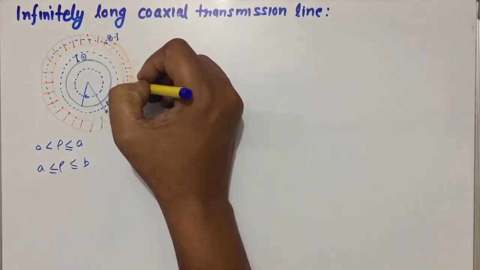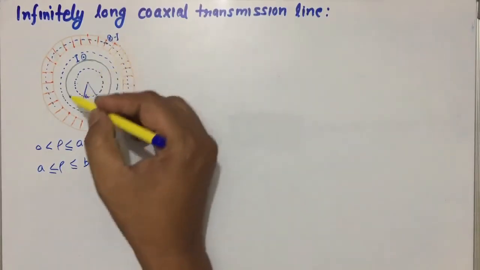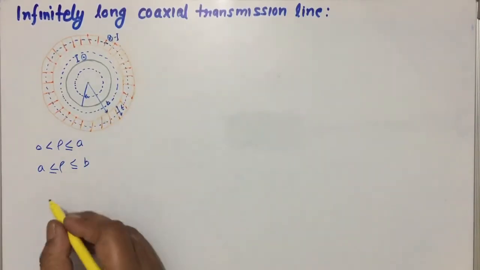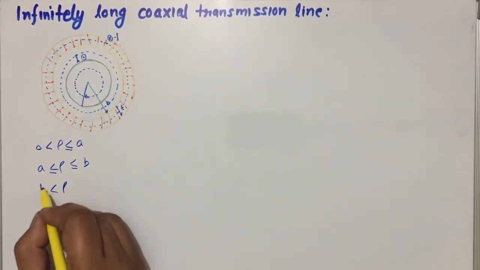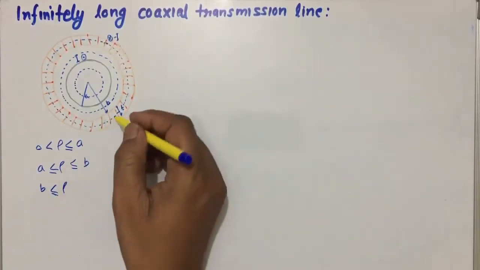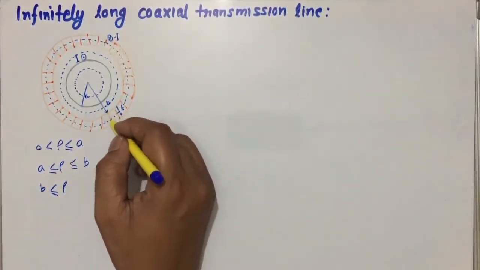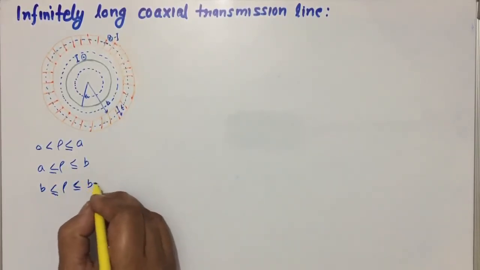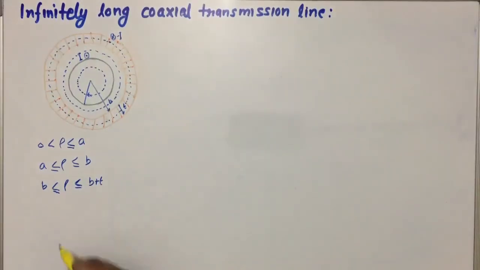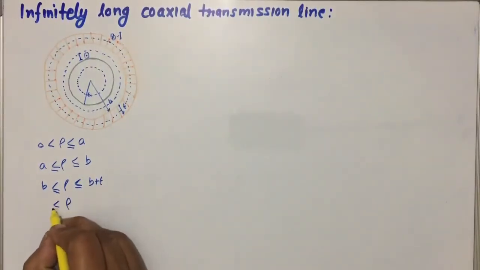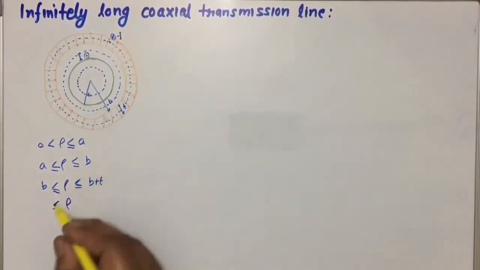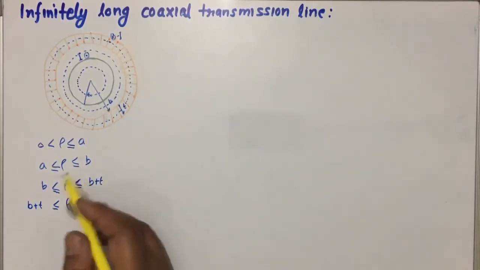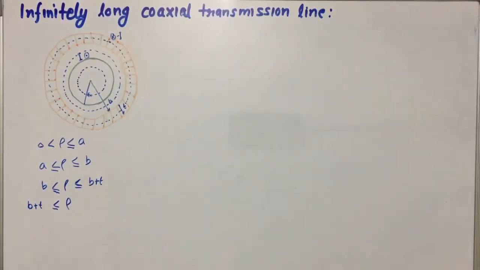considering that the current density remains uniform throughout the conductor. We are taking this assumption. So the third case is that the point of interest lies in this region, that is rho can vary from b to b plus t. Next we can consider when the point of interest lies away from the outer conductor. So in all 4 cases we will try to find the magnetic field intensity.